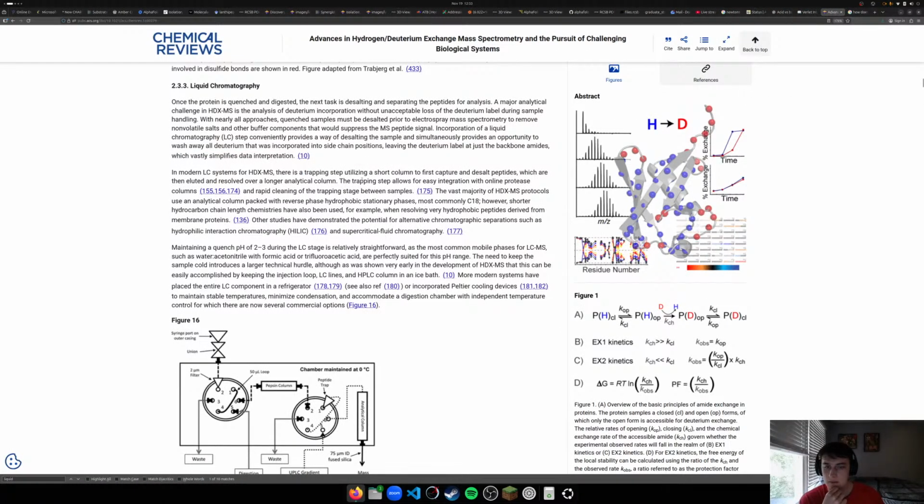A modern trapping step allows for integration with online protease columns. So the protease is in the analytical column.